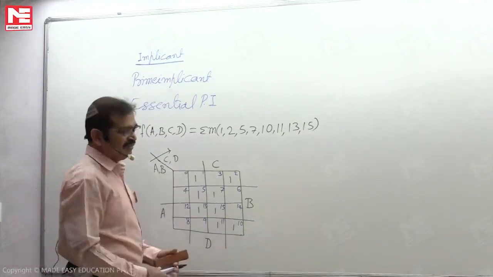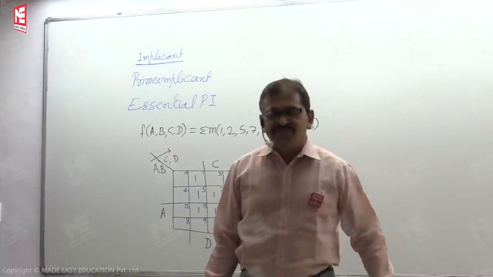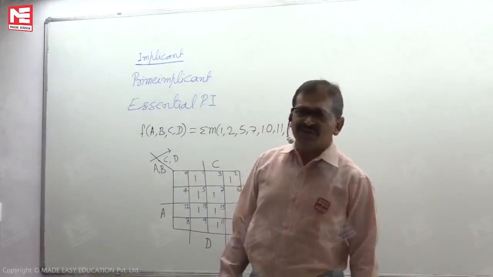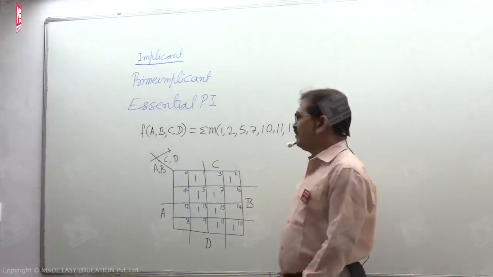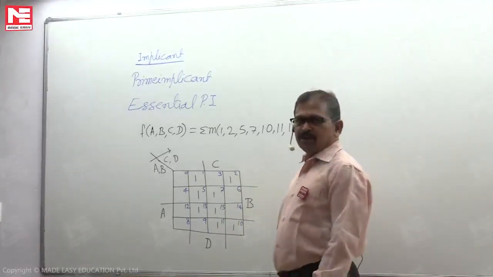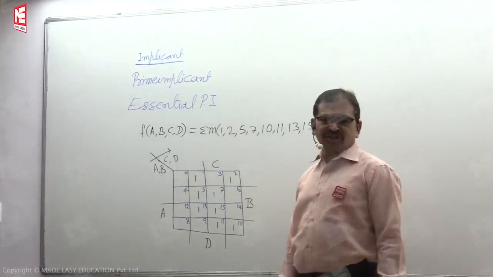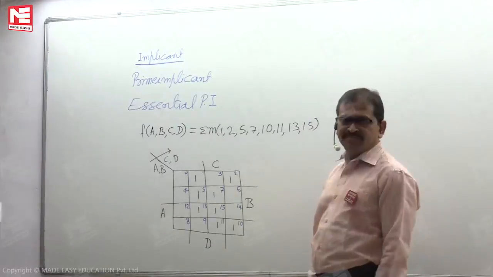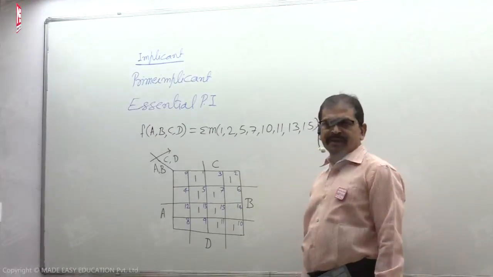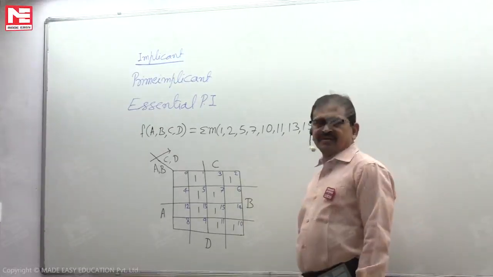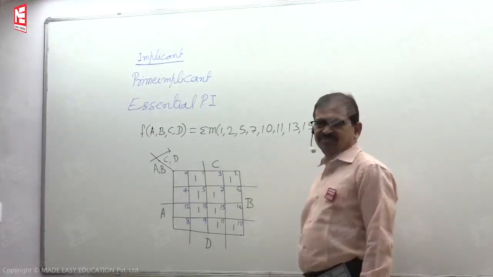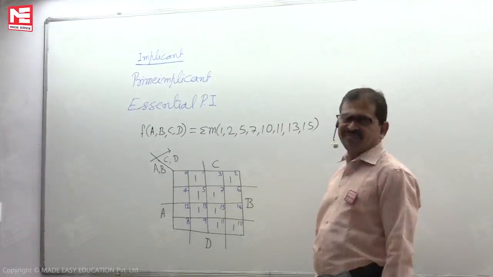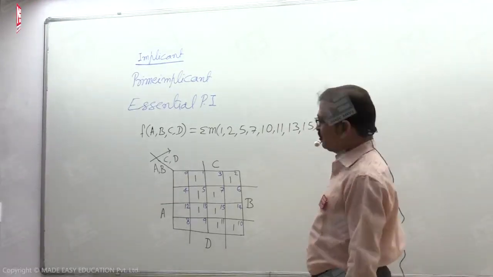Note down. For the given Boolean function, a product is said to be an implicant of the given function if it is covered by the function f.